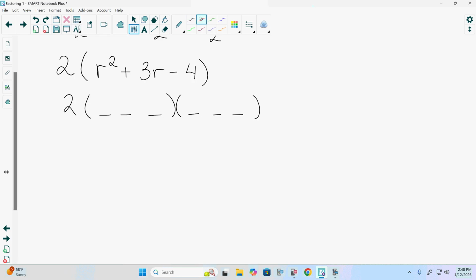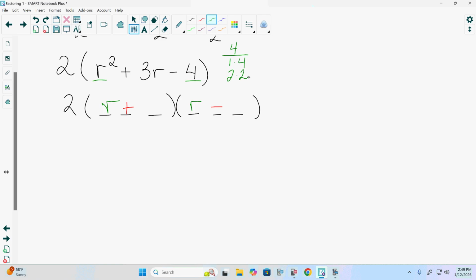Two sets of parentheses with three spaces. Our third term sign is negative, so our signs are opposite. Factors of r squared are r and r. Factors of 4 are 2 and 2, and 1 and 4.